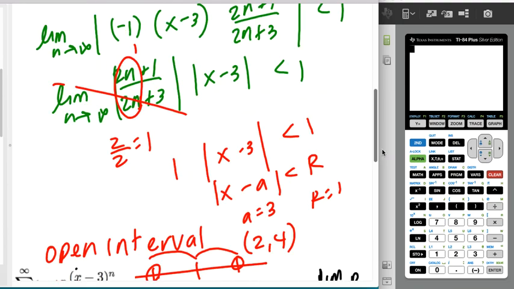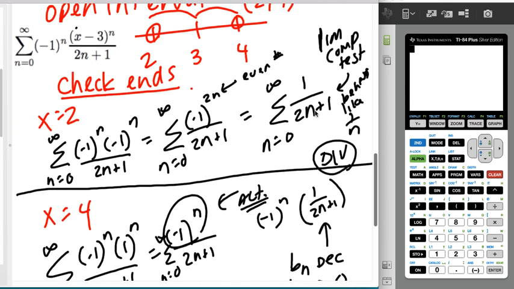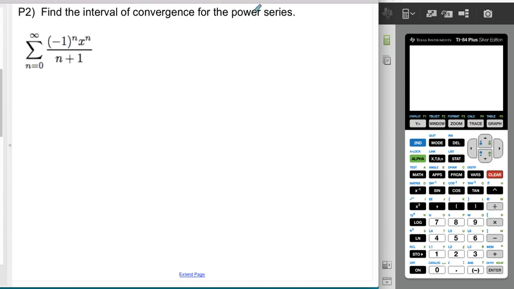Again, the trick is that for the 2, you would technically have to do the limit comparison test. But as you get more comfortable with it, you're not necessarily going to be required to show which test you use. You just need to know if it comes out as convergent or divergent. So let's try another one.